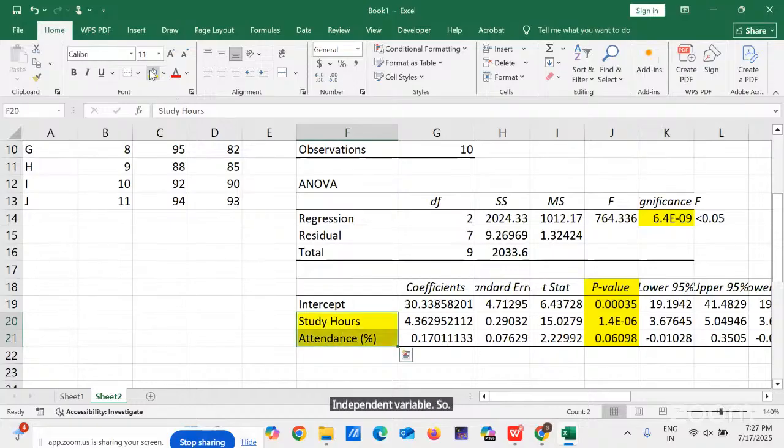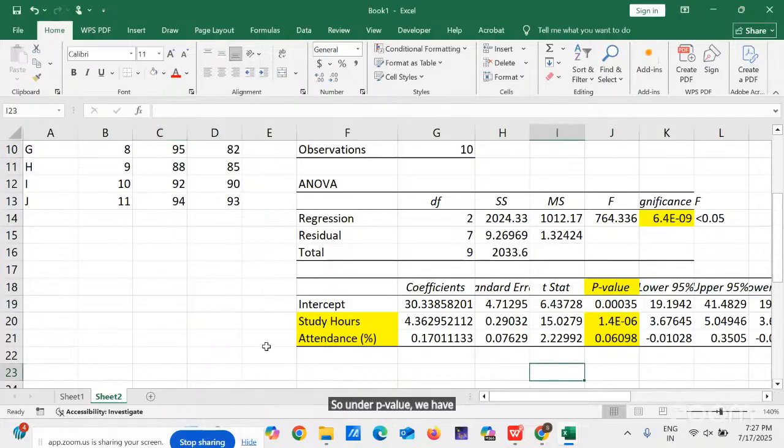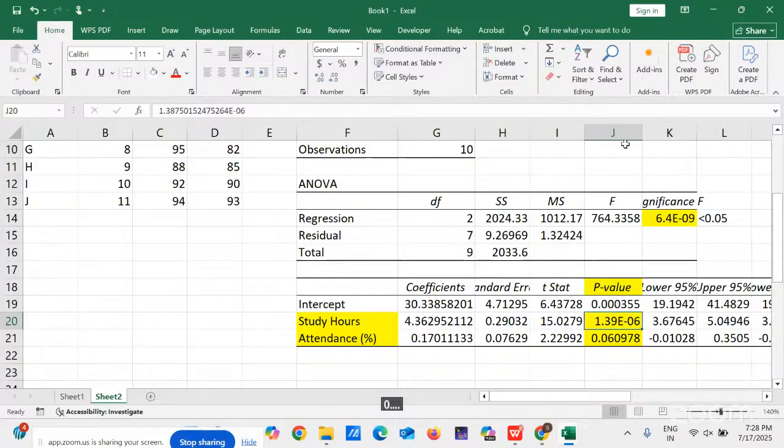So these two, okay, because the first one is the intercept, no need of that. So under p value we have to see the p value for the independent variables. So both the p values here are, let's see the first one. It is 1.4 into 10 raised to minus 6. So it's approximately 0. And this p value is used to check the significance of the individual variable.